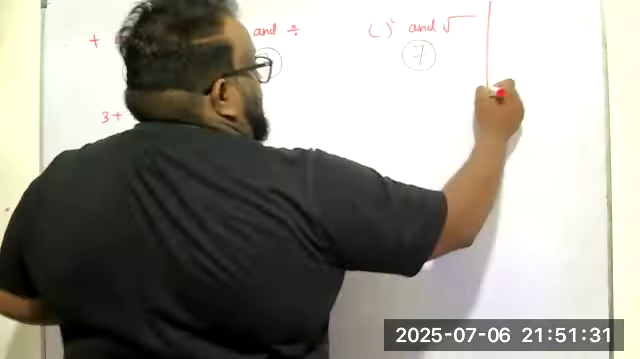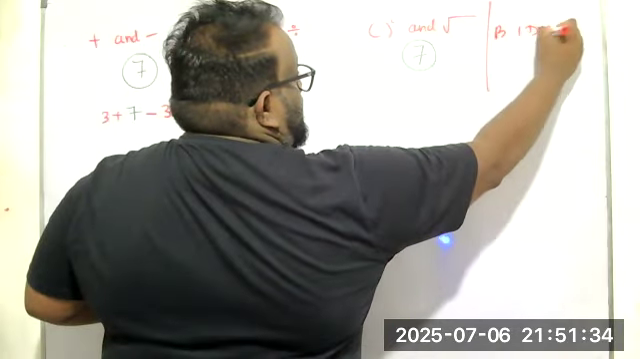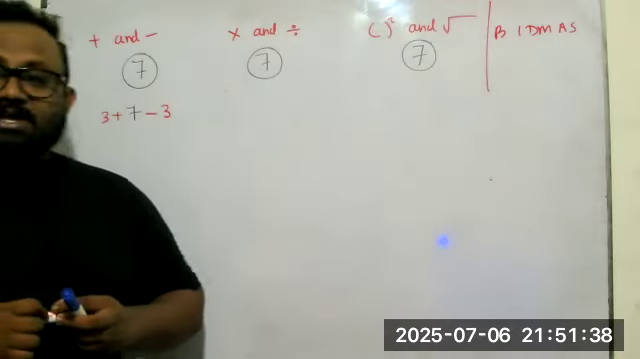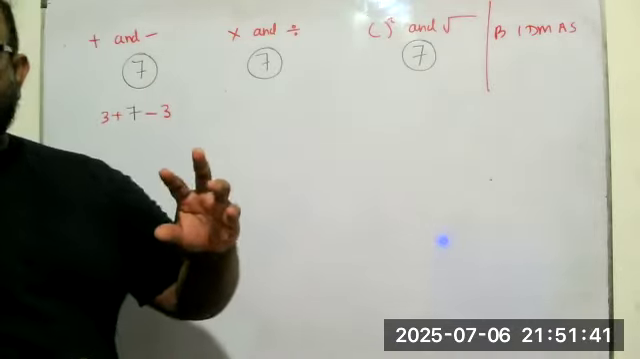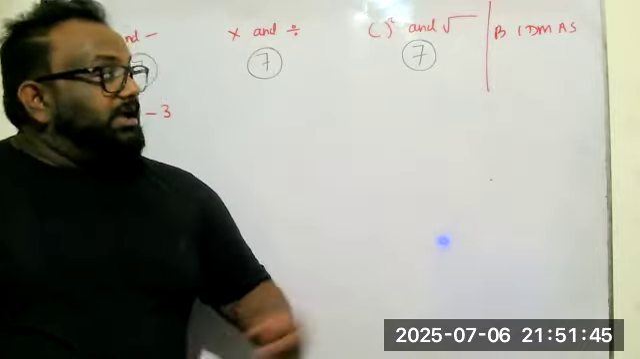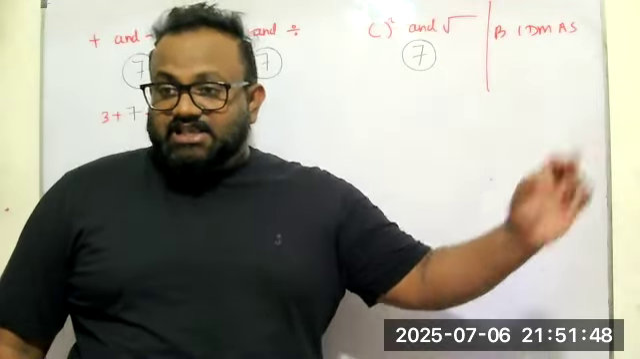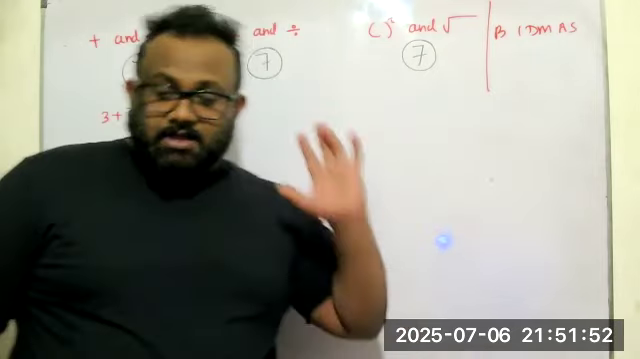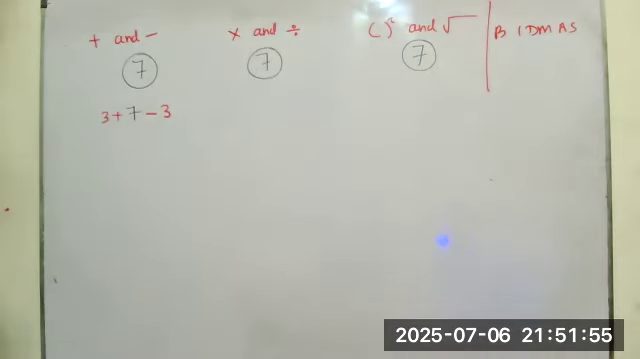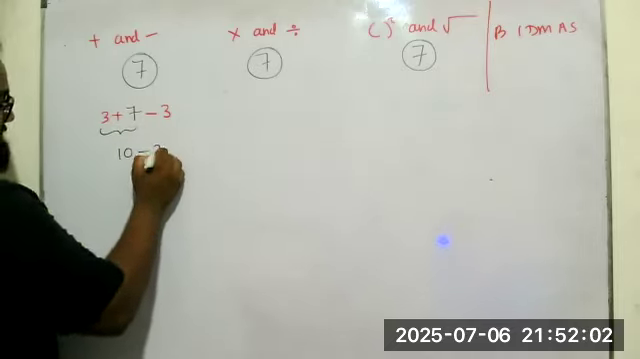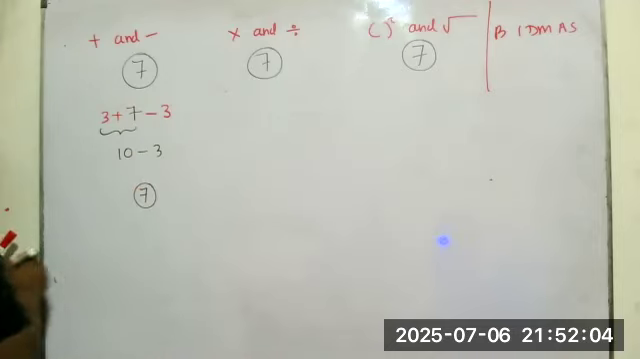So basically, in BIDMAS, B stands for brackets, I stands for indices, DM stands for division or multiplication, AS stands for addition or subtraction. In these two, whatever comes first is to be dealt with first, according to the left to right rule. Yes or no? Now we have addition and subtraction, so we deal with this first. 3 plus 7, 10 minus 3.